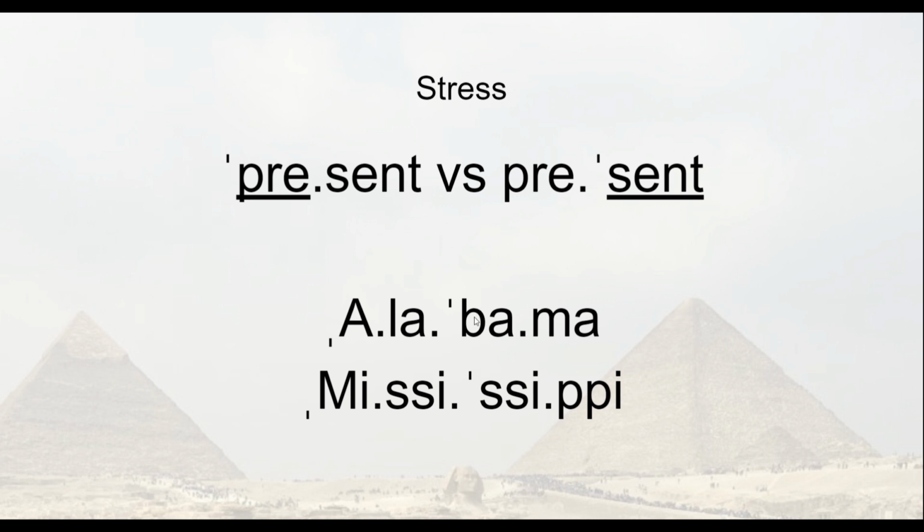So here there's the primary stress, which is indicated by the apostrophe, and the secondary stress, which is marked with this bottom apostrophe. So here we have Alabama and Mississippi. There's a bit of stress on these two initial syllables, and the main stress, as you can see, and I'm sure you've heard it a lot, is on these syllables.